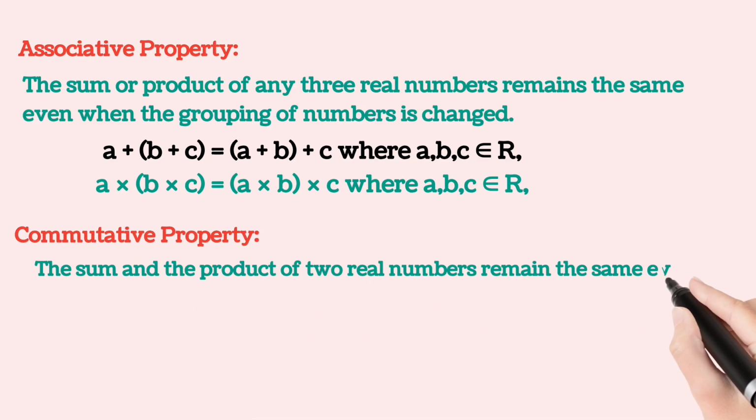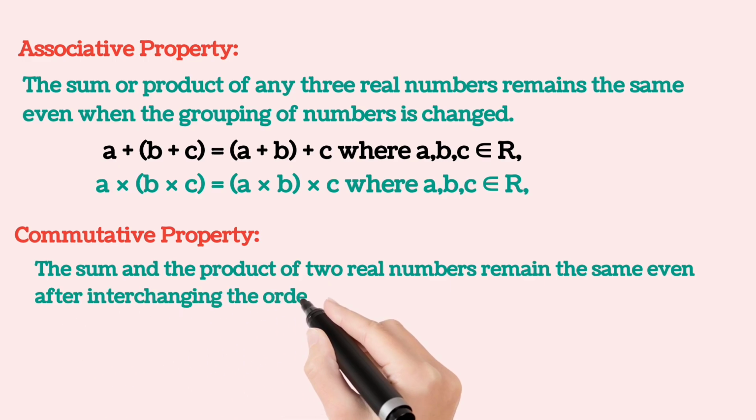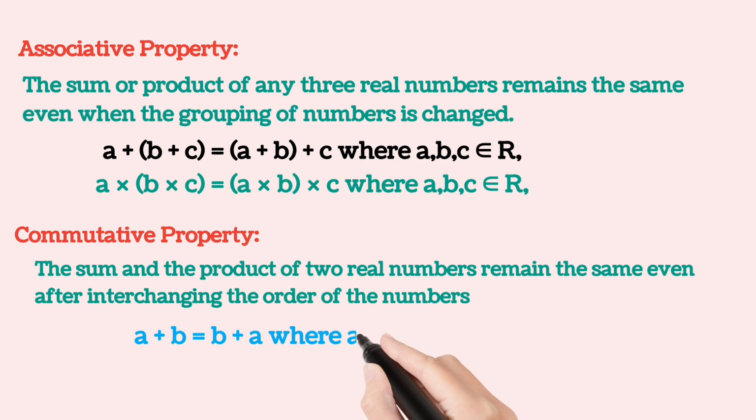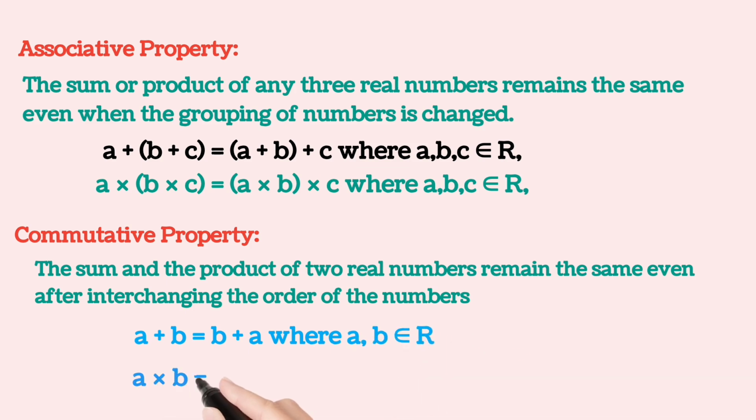Commutative property: the sum and the product of two real numbers remain the same even after interchanging the order of numbers. a plus b equal to b plus a, where a, b belong to real numbers. a into b equal to b into a, where a, b belong to real numbers.